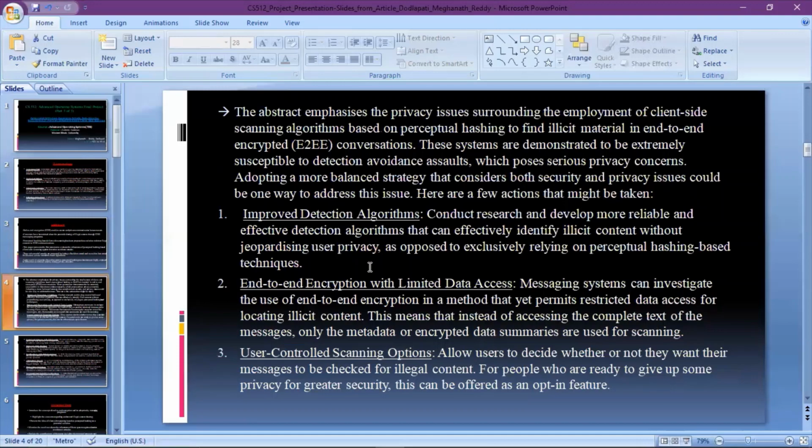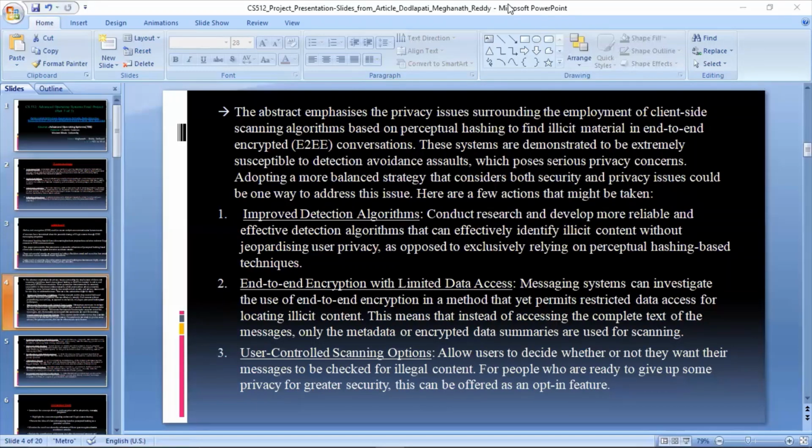The abstract highlights the privacy concerns surrounding the use of perceptual hashing-based client-side scanning mechanisms to detect illegal content in end-to-end encrypted communications. These systems are shown to be highly vulnerable to detection avoidance attacks, raising significant privacy issues. To address these problems, a potential solution could involve adopting a more balanced approach that takes into account both privacy and security concerns. Here are some possible steps that could be taken, such as improved detection algorithms.